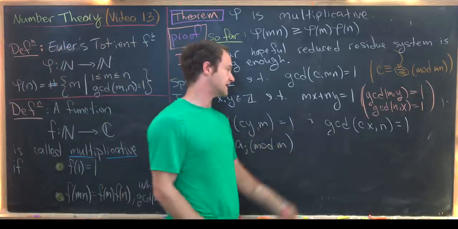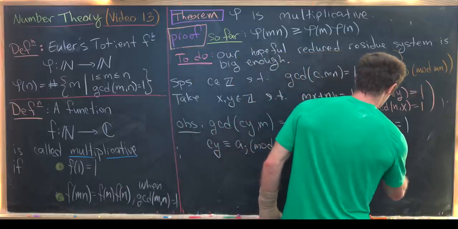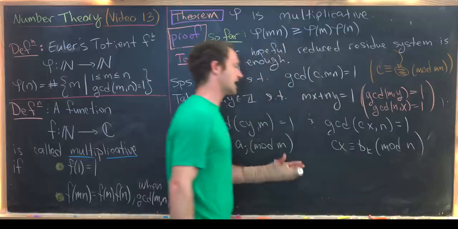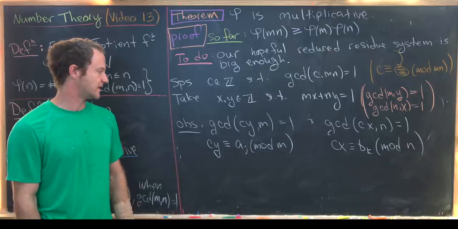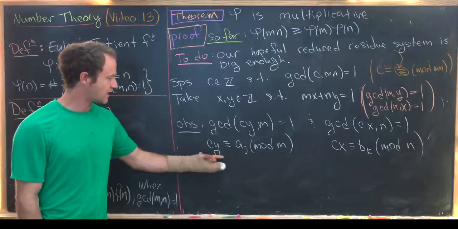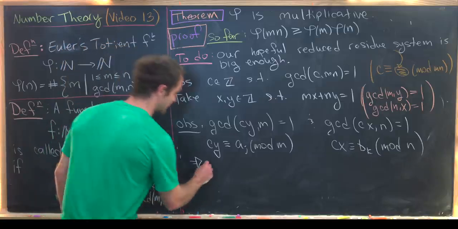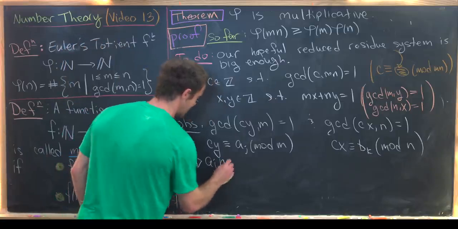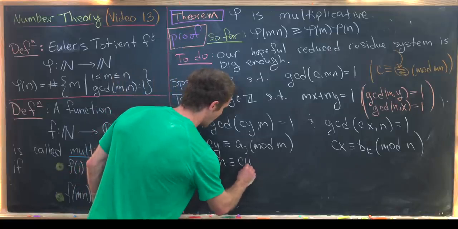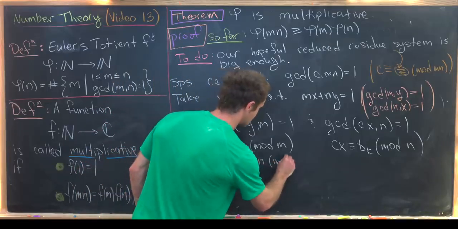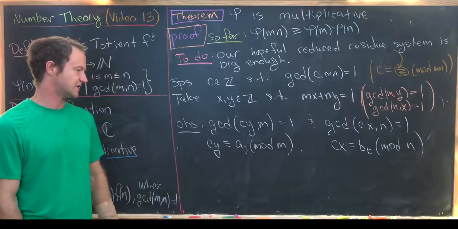And then similarly, this over here says that cx is congruent to b sub k modulo n. Again, because we've got this reduced residue system. And now we're actually ready to start finishing it off. So let's multiply both sides of this congruence by n, and notice that that tells us that a_j times n is congruent to, let's see what we've got, cy times n modulo m. And now we've got all of the pieces in place to start finishing this off.